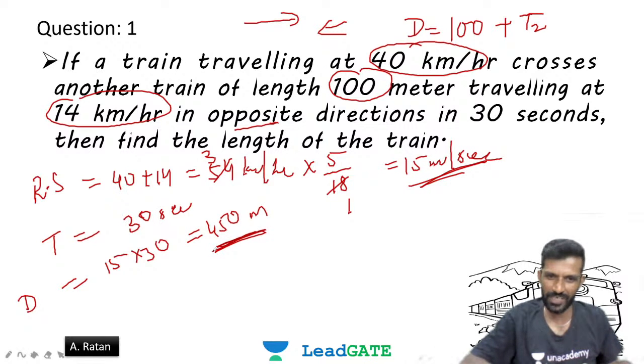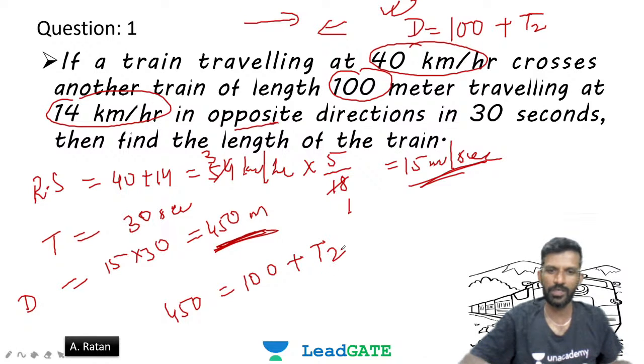This is the distance. What is this actually? It is length of train 1 plus length of train 2. So 450 should be equal to 100 plus length of train 2. So what will be the length of train 2? What is train 2 length? 450 minus 100, that is 300 meters. That's it, simple.